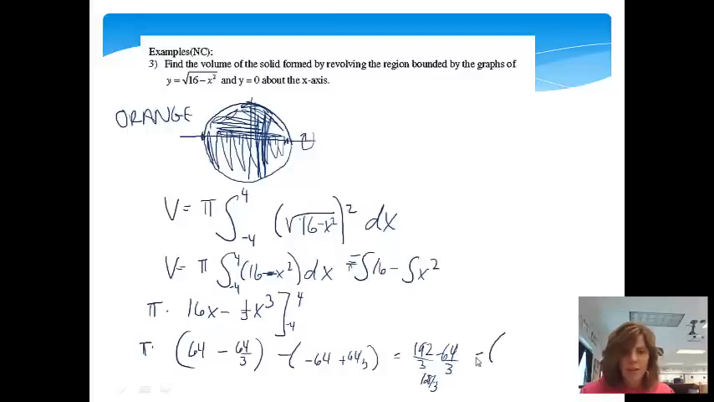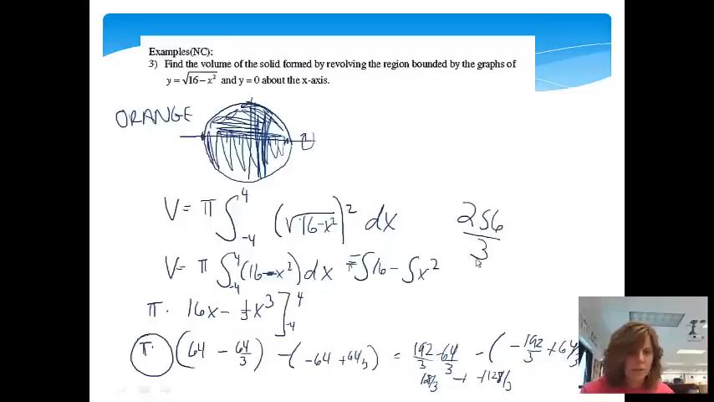And then minus, if I do the same thing with this one, it's going to be -192/3 plus 64/3. I'll get minus -128/3. And then if I add those two together, I will get 256/3, but I have this pi hanging out, so I need to make sure I include that. So that would be the volume of that figure that I just created.